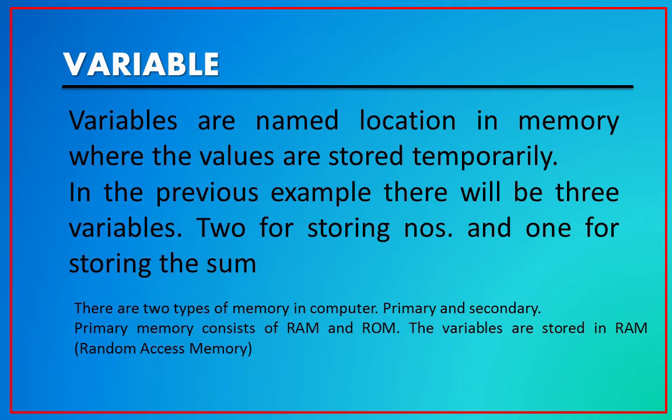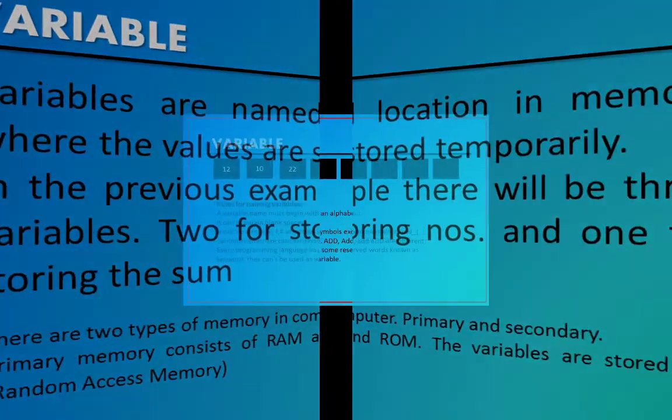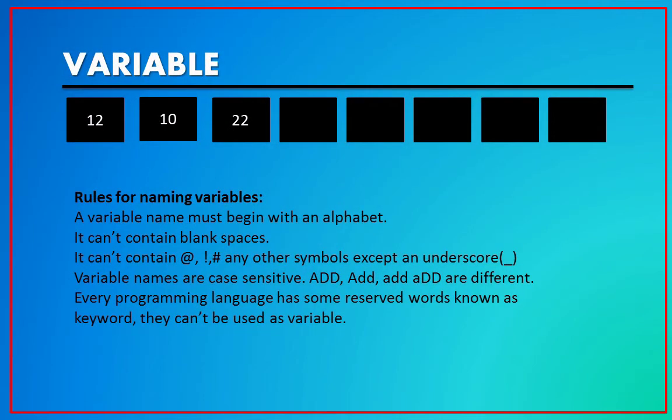In the previous example, we saw how to add two numbers. Before adding, these numbers have to be stored in some location. They are called variables. So variables are named locations in memory where values are stored temporarily. These numbers are stored in RAM, that is random access memory. Now see how the variables are stored and how they are calculated and then displayed back to the screen.